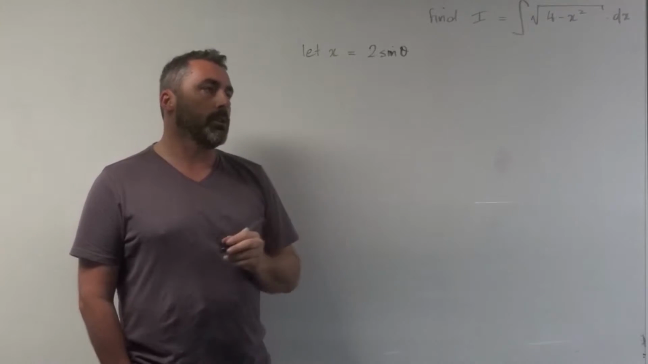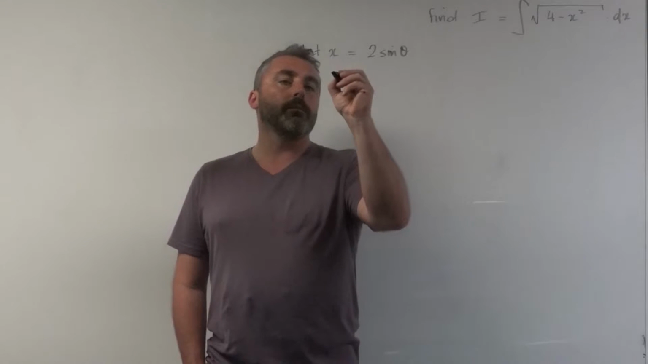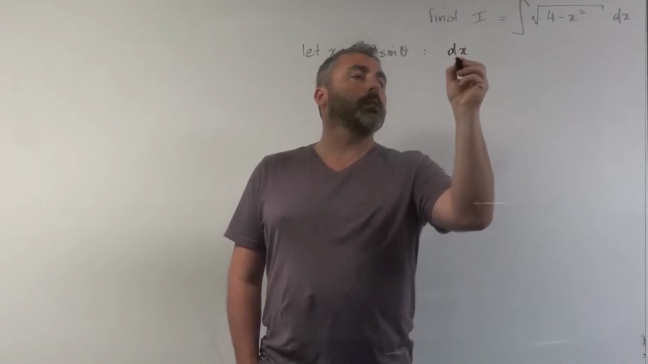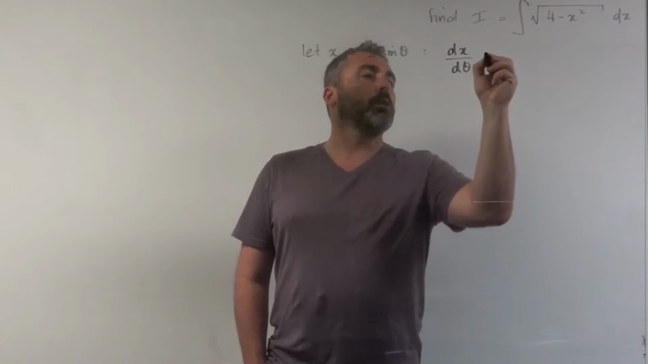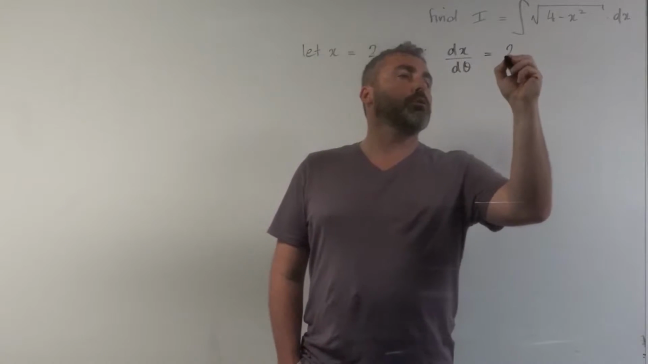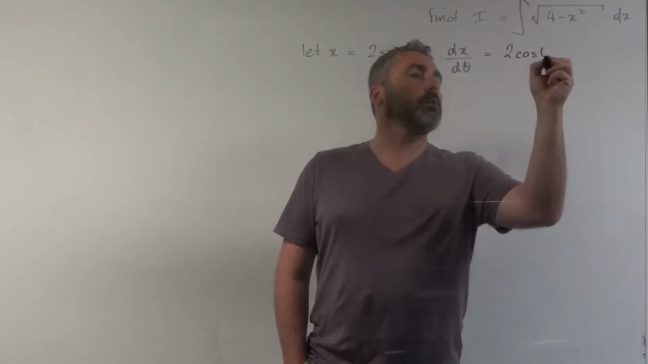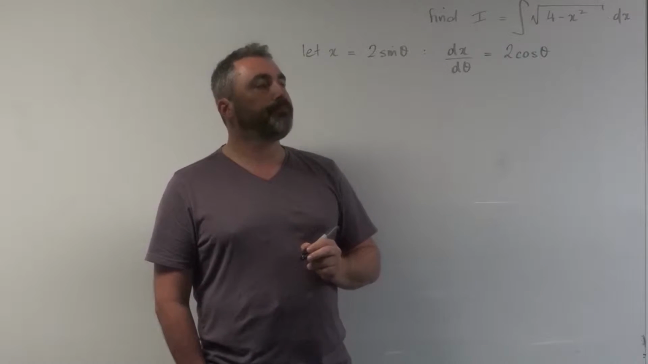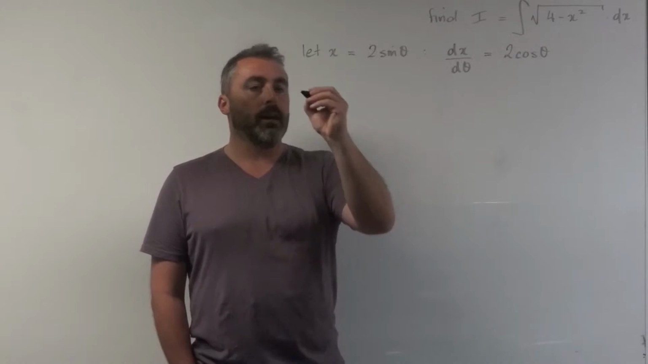Now, we need to work out what dx is. Let's do it over here. dx d theta will be 2 cos theta. And so dx is 2 cos theta d theta. So now I.